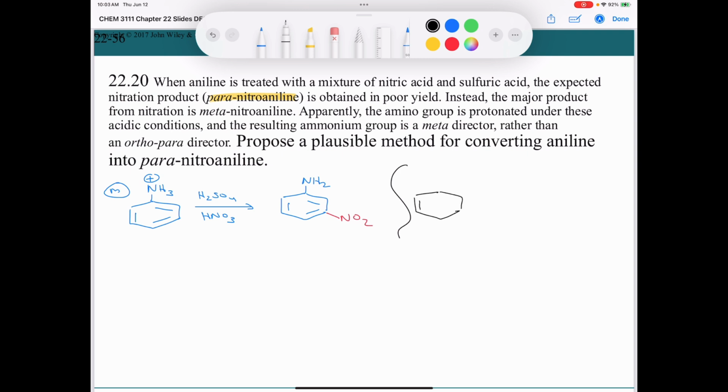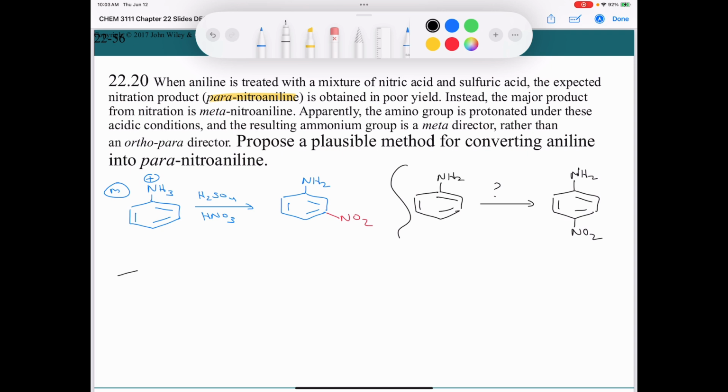So what the question is asking us to do is it says, can you outline a method for converting aniline? So if we wanted to take aniline and convert it into para-nitroaniline, well, how would we do that? Well, the answer is going to be acylation, right? Because if we acylate the amine, then it's not going to be protonated under acidic conditions when we try to do our nitration.